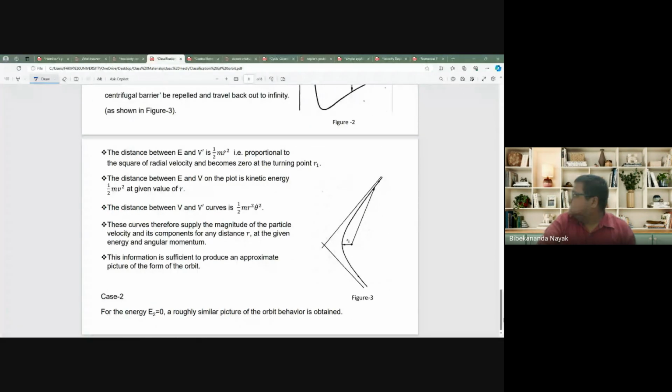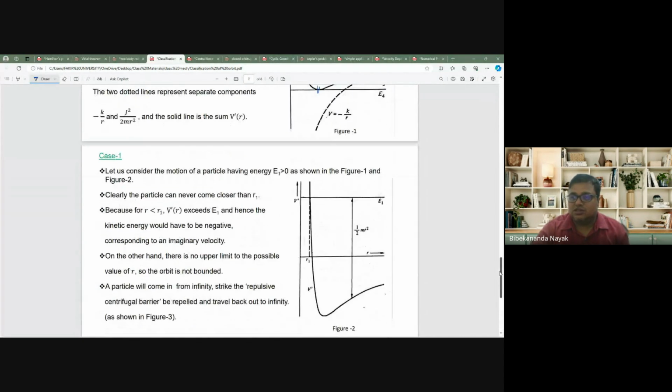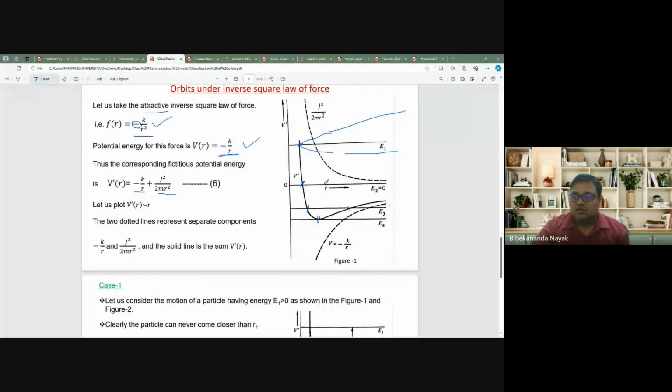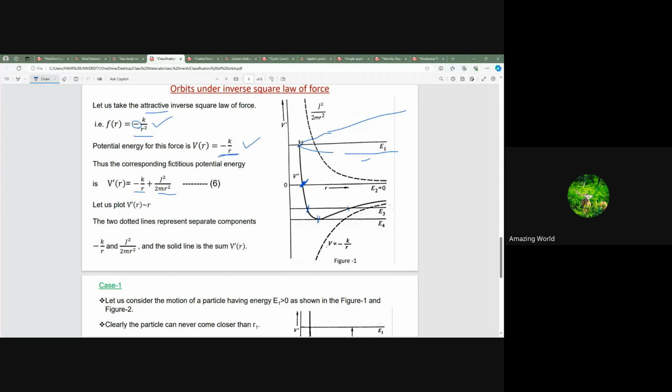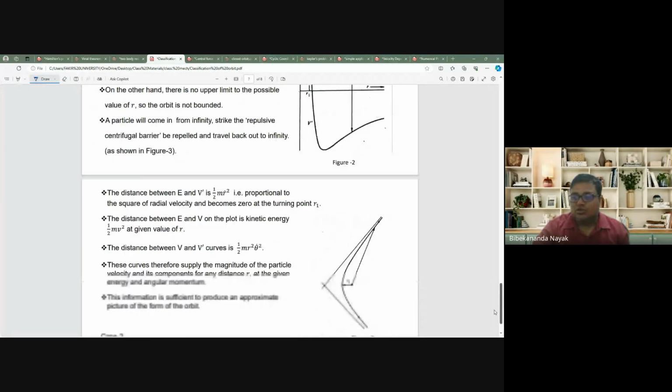And the second thing: when E2 is equal to 0, in the second case, it touches at one point, so also one turning point. So this case is similar to the E1 case. Isn't it? It's a similar case.